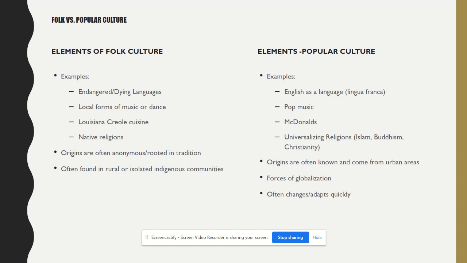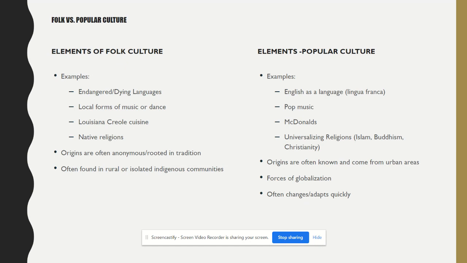Whereas popular culture are basically the things that you probably think of as popular culture. English as a language, religions like Islam, Christianity, and Buddhism, and then McDonald's and popular music and professional sports leagues like the English Premier League and the NBA. So bigger things that have more of a global footprint.